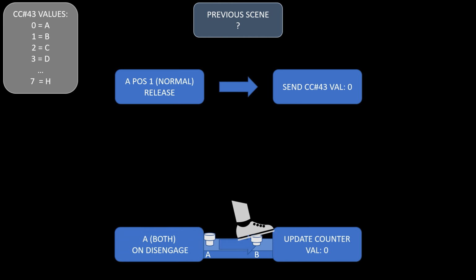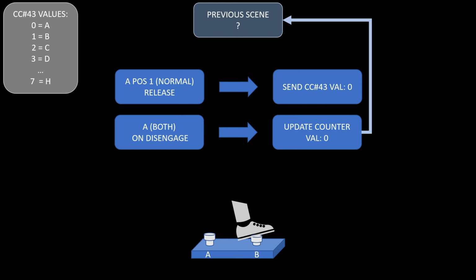Now I'm going to come over and I'm going to stomp foot switch B. And at the moment I press that, we're going to trigger an action called onDisengage from preset A, which is going to update that variable value, that previous scene value, to the value of 0, because 0 represents A.